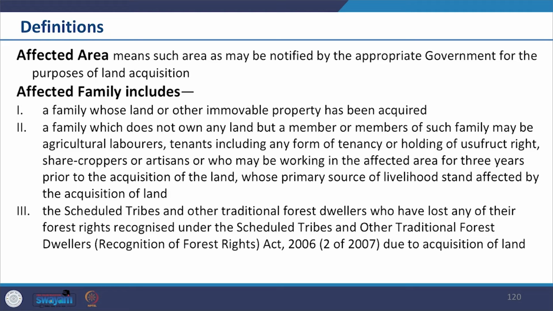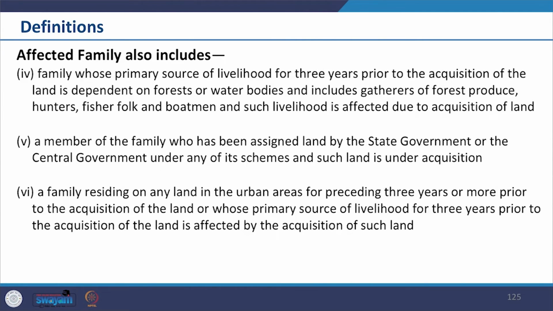Further, we see it includes the scheduled tribes and other traditional forest dwellers who have lost any of their forest rights recognized under the Scheduled Tribe and Other Traditional Forest Dwellers Act. Also, it includes families whose primary source of livelihood for 3 years prior to the acquisition of the land is dependent on the forest or water bodies, and includes gatherers of forest produce, hunters, fisher folk and boatmen, and such livelihood which is affected because of this process here.